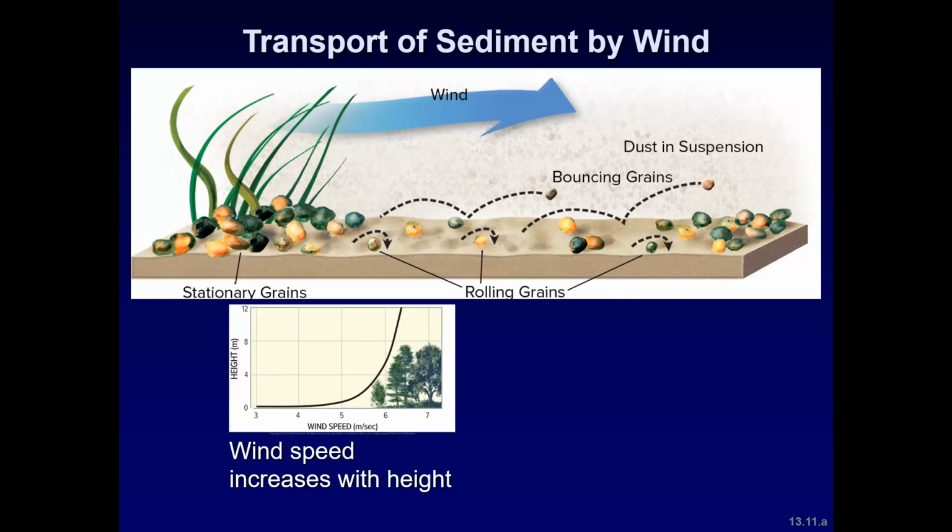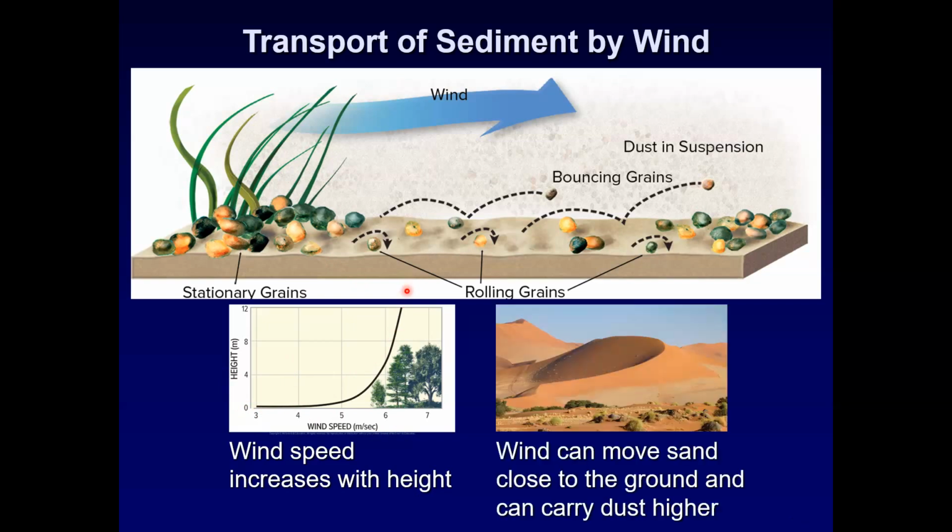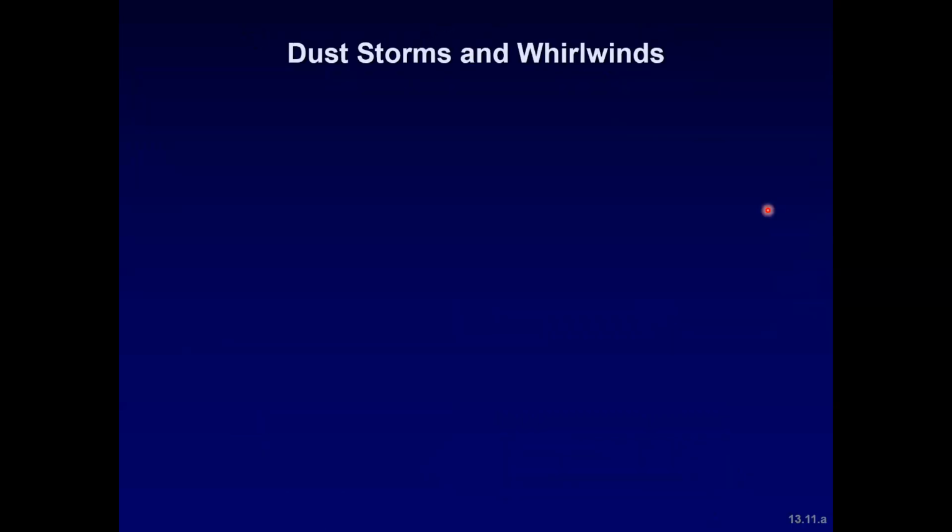Finer sediments such as dust, silt, and salt can be suspended in flowing air, and then they can travel thousands of kilometers. I have a chart down here that shows height and then wind speed, with wind speed decreasing with height, like that, over the treetops. And just keep in mind, again, wind can move sand close to the ground and then carry dust higher and then farther. And that's a good transition to dust storms and whirlwinds.